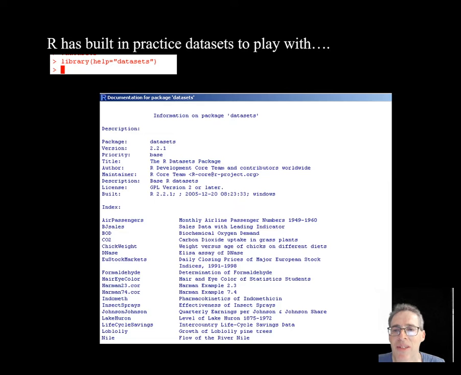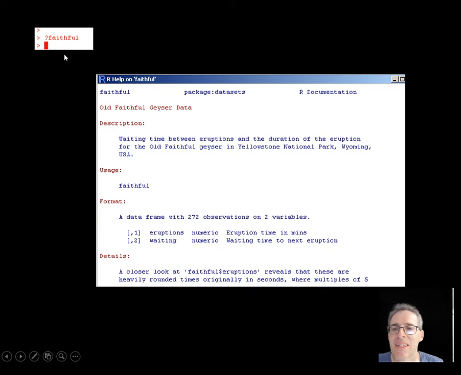And so in this case, we're going to actually be looking at a data set that's built into R. You can look at the other data sets that are built into R with this library command. And this is the faithful data set. And so it's a nice job to have. Somebody got to go to Yellowstone National Park and measure the time between eruptions and the duration of each eruption for the Old Faithful geyser in Yellowstone National Park.